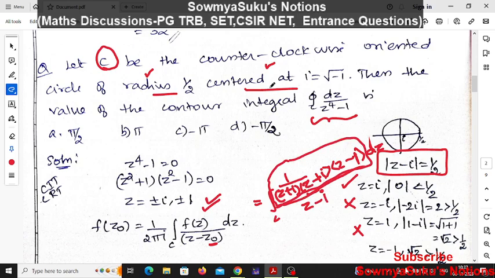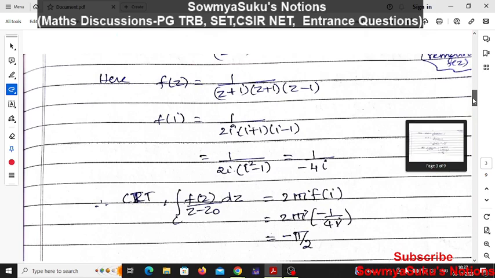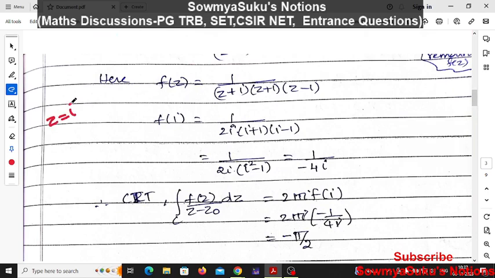So let's see how to find this integral. Yeah, f(z) is equal to this one. So we have z is equal to i, that is the pole. So f of i is equal to 1 divided by 2i, (i plus 1), then (i minus 1). So 1 divided by 2i, (i square minus 1). That gives minus 4i, right?